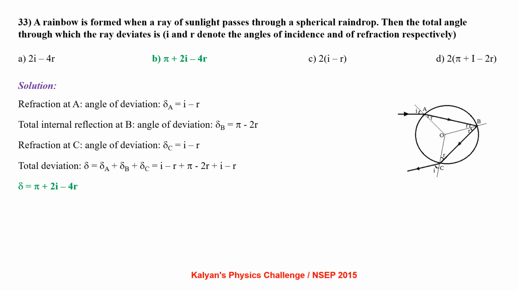Refraction at A, angle of deviation delta A equals I minus R. Total internal reflection at B, angle of deviation delta B equals pi minus 2R. Refraction at C, angle of deviation delta C equals I minus R. So the total deviation delta equals delta A plus delta B plus delta C, that is I minus R plus pi minus 2R plus I minus R, that is pi plus 2I minus 4R.